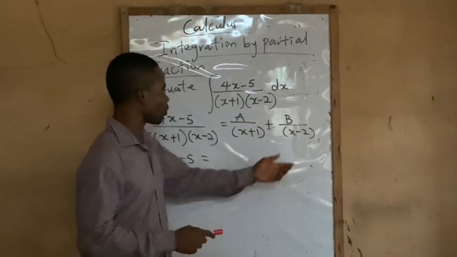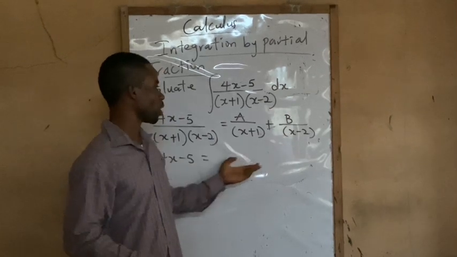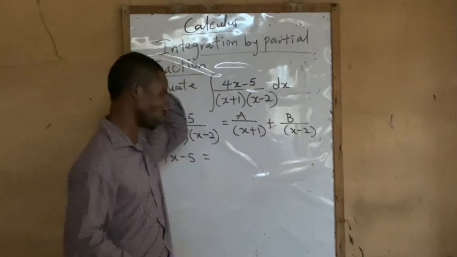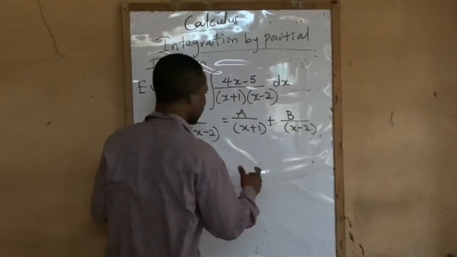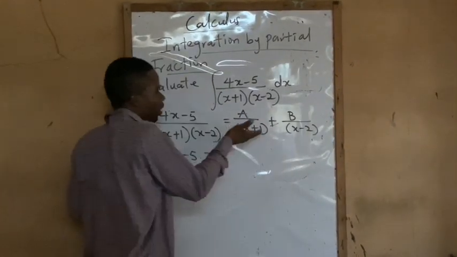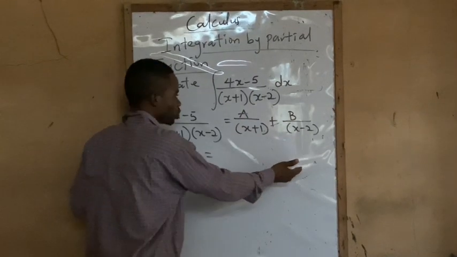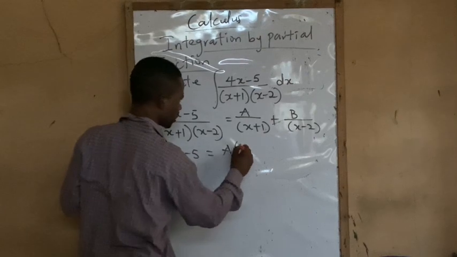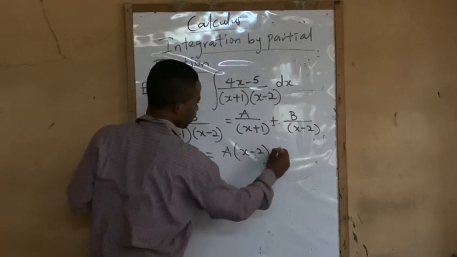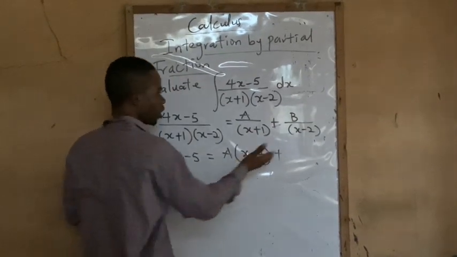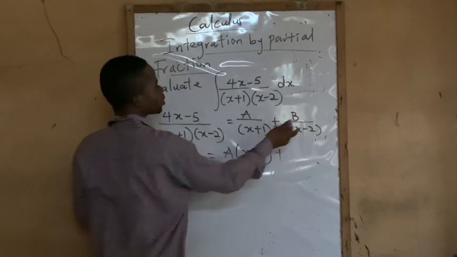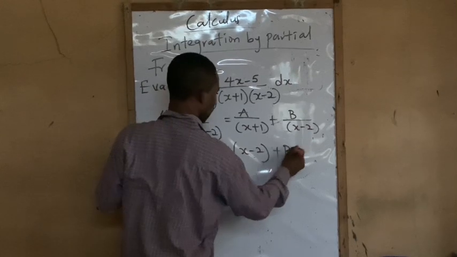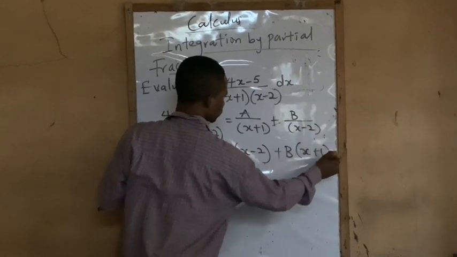I want to skip a line. If you find the LCM, our LCM here is (x plus 1)(x minus 2). If you do that, x plus 1 will cancel x plus 1, and it's going to remain x minus 2. So we have A times (x minus 2), plus, now x minus 2 cancels x minus 2, and the remaining is x plus 1, which is B times (x plus 1).